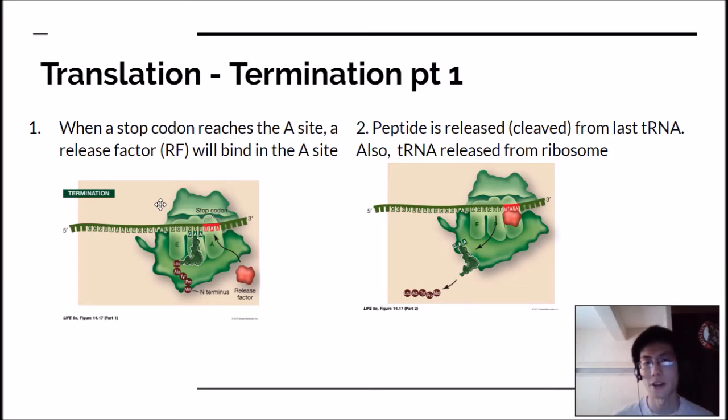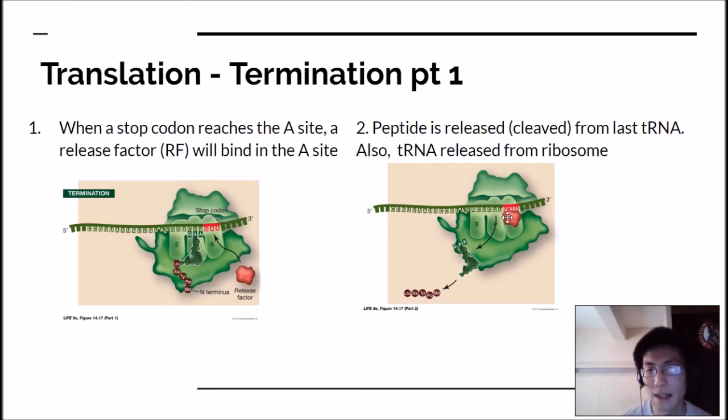Eventually, termination occurs, and termination is basically the stoppage of translation. And translation stops when it reaches a stop codon. So here we have UAA as an example. Remember, UAG and UGA are also stop codons. But you have UAA over here, which is a stop codon, and it reaches the A site, and it causes a release factor to bind into this A site.